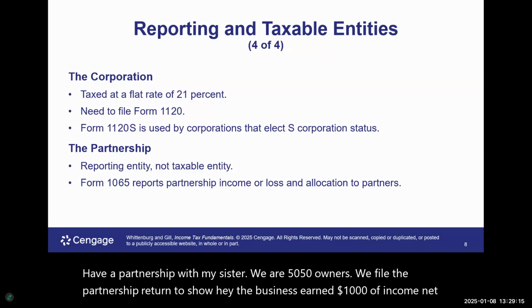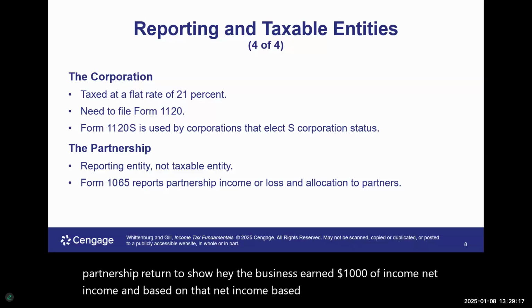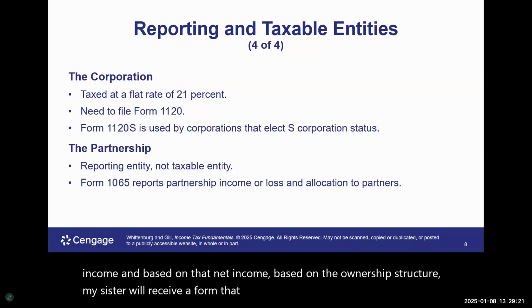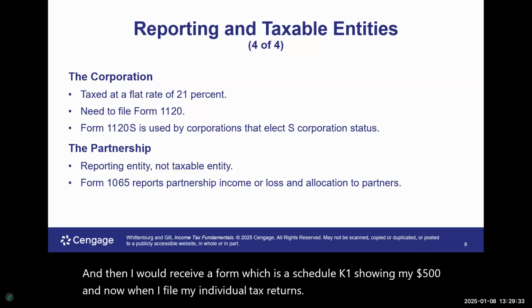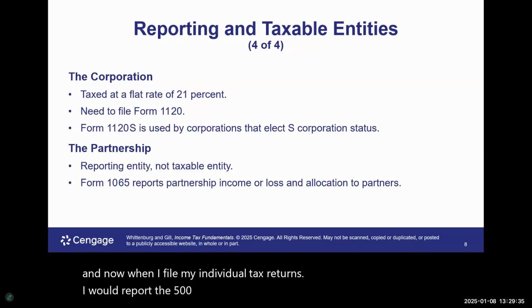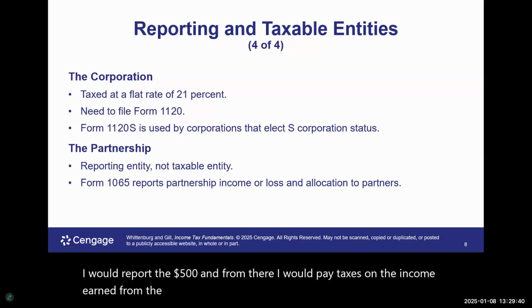And based on that net income, based on the ownership structure, my sister will receive a form that shows her $500 allocated towards her. And then I would receive a form, which is a Schedule K-1, showing my $500. And now when I file my individual tax return, I would report the $500. And from there, I would pay taxes on the income earned from the partnership. The partnership itself does not pay taxes.